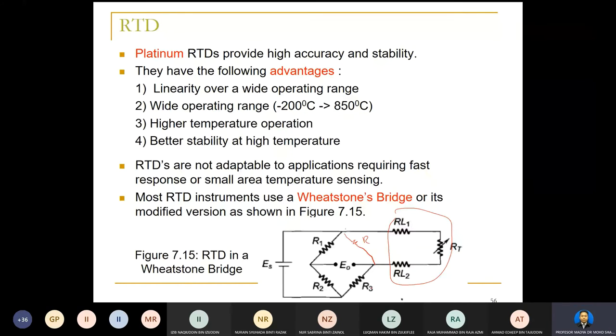This one is R4 and this one is R3. So total R3 equals RL1 plus RP plus RL2. This is for R here. Because they are in series, we just add them: RL1 plus RP plus RL2. This is the concept of using the Wheatstone bridge.